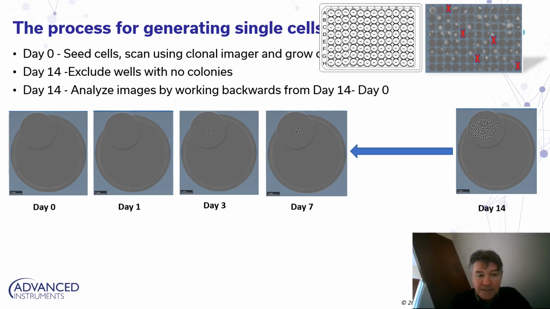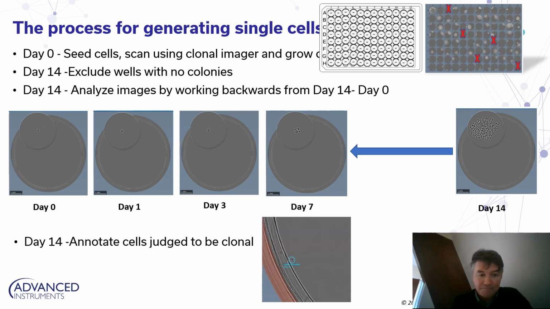The trouble is that locating the cells as you get close to day 0 can be tricky. It can take time, and there's also a lot of user bias involved potentially. Anyway, on day 14, after you've gone through this working backwards process, you can then annotate the cells that you judge to be clonal. And this process typically takes between 2 and 4 minutes per well, depending on the experience level of the operator.